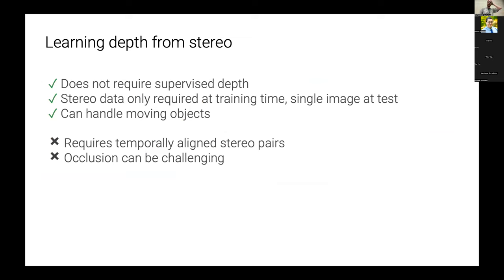Okay, so this is cool because actually we don't need supervised data anymore. We can just use stereo images at training time, but we still only need a single image at test time. That's the cool thing about it. Effectively, our model is just going to take that image as input and estimate the depth for us, and we can handle moving objects because we're getting two images at the same point in time. But the downside is that we require temporally aligned stereo pairs, and obviously occlusion, just because some pixels are going to be visible in one image and not the other, is going to be a problem.